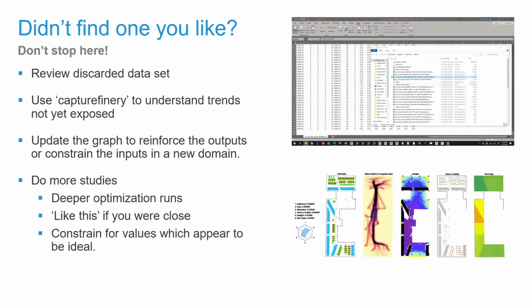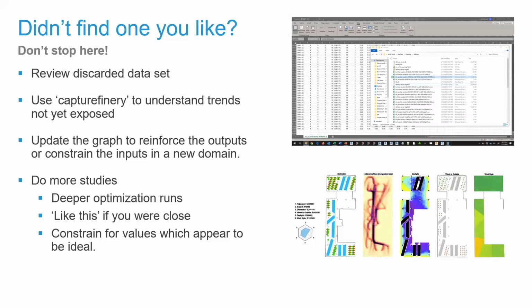If you didn't find one you like, don't stop there, keep going. Review your discarded data set. You can see within your app data folder, so username, app data, roaming, refinery, you can actually sort through all the different values. So these are the 10,000 different options that were evaluated. It doesn't keep the graphics for all 10,000 for obvious reasons. Your hard drive would explode, but it does keep the results and the inputs that generated those results for all 10,000. So if you want to go through, do a little bit more study, you can do it there.